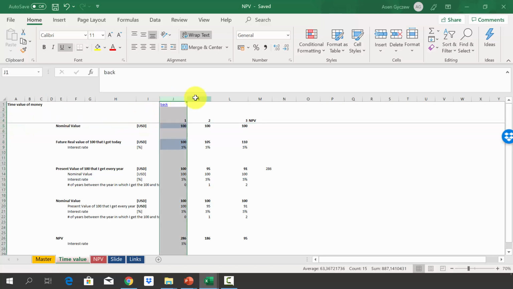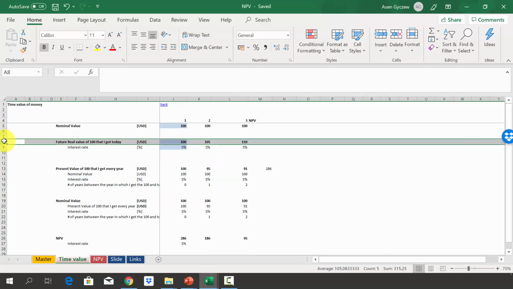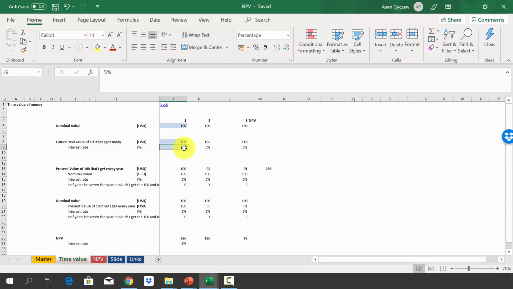And here we have, as you can see in row 5, the nominal value of 100. Every column is a separate year. So J is year number 1, K number 2, and L year number 3. So we start with calculating the future value of 100. And as you might remember, we said this will be equal to the nominal value, so 100, multiplied by 1 plus r. So in this case, this is the interest rate of 5%. That's how we got 105.